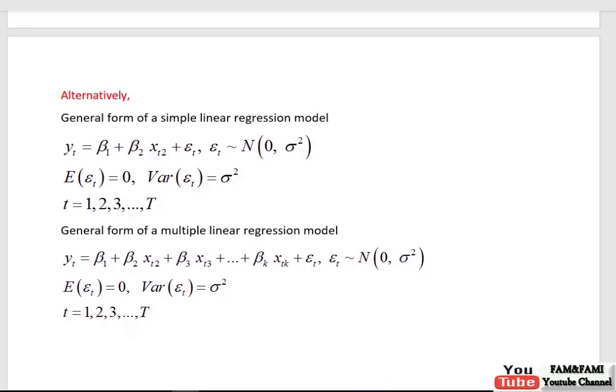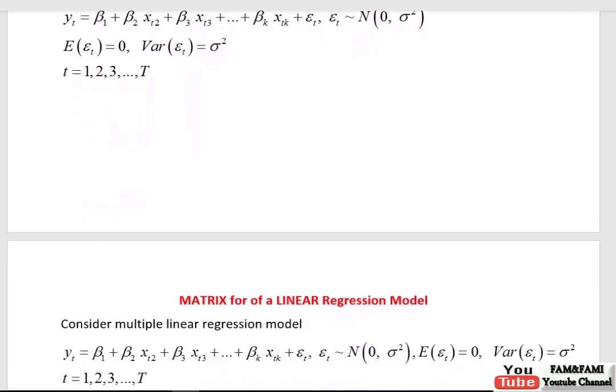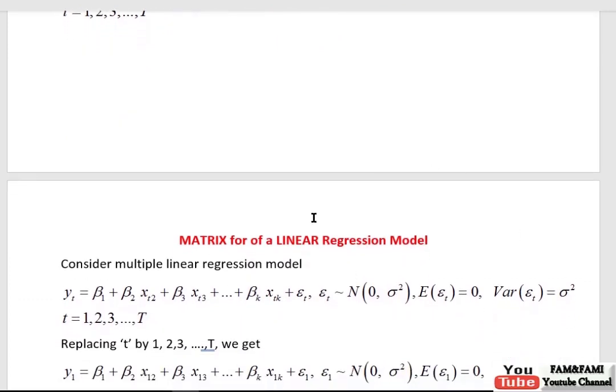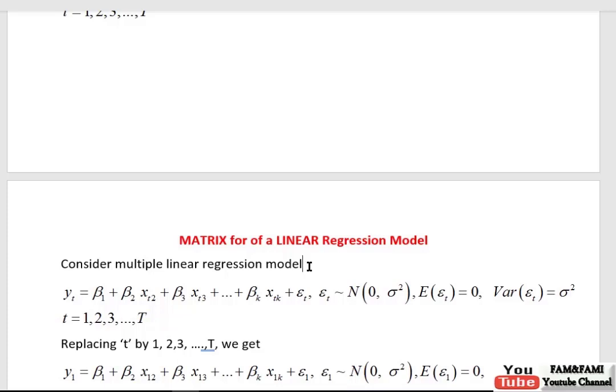Now in the next slide we will cover the matrix notation of a linear regression model. The idea of matrix notation is that we start with this multiple linear regression model and we do some basic mathematical steps to derive the matrix form of a linear regression model. So, the matrix form of a multiple linear regression model.